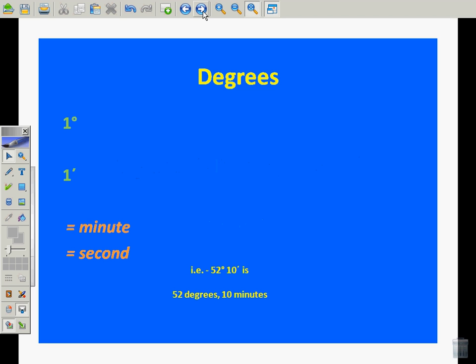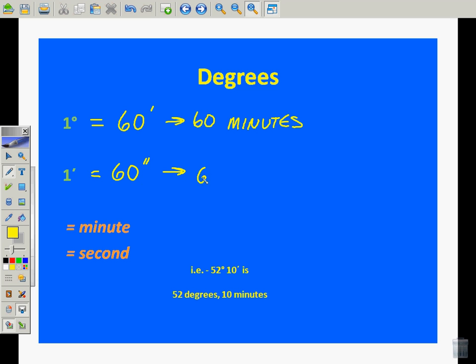Here we go. When we're talking about degrees, obviously, 1 degree, we know what it's written as. It's written as 1 degree. Okay, but what does 1 degree equal? When we're talking about degrees, we're talking about 60 of these. Okay? Well, what are these? 1 degree is 60 minutes. So 1 degree is 60 minutes. 1 minute equals 60 seconds.